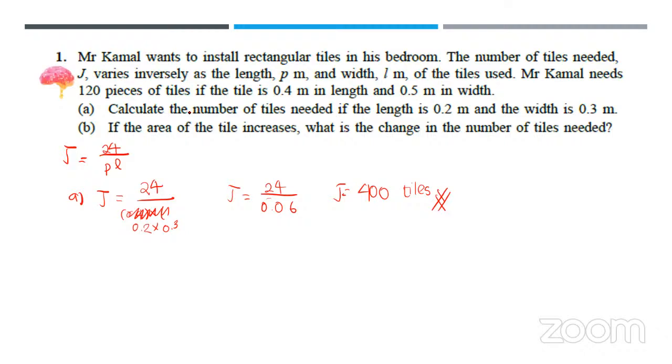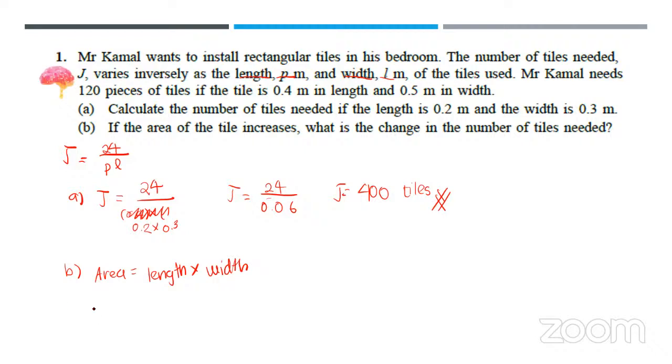Let's look at B now. If the area of the tile increases, what is the change in the number of tiles needed? Okay, so you're going to need to think a bit outside the box for this question. They're not asking what happens if the length or the width of the tile increases, but they're asking for what happens if the area increases. So if we look back at this, P is equal to the length and L is equal to the width. And as we recall, area is equal to length multiplied by width.